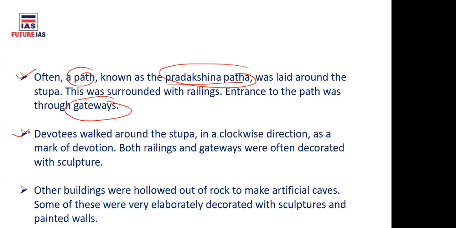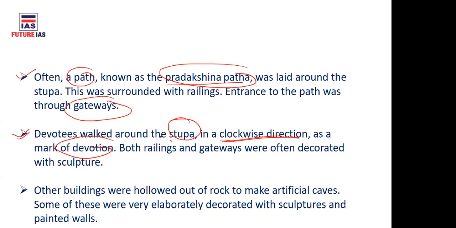Now, the devotees who used to come and observe such stupas used to walk around the stupa. How would they walk around the stupa? They used to walk on the pradakshina path, generally in the clockwise direction. That is how they used to move as a mark of devotion. So devotees used to move in the clockwise direction on the pradakshina path around the stupa.